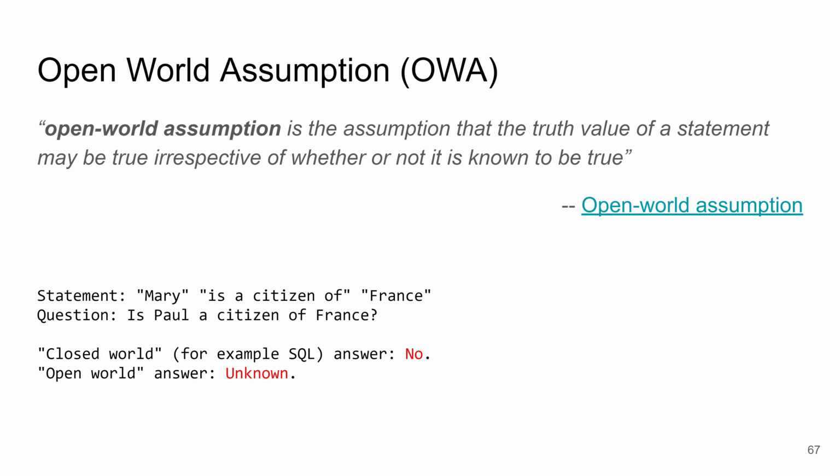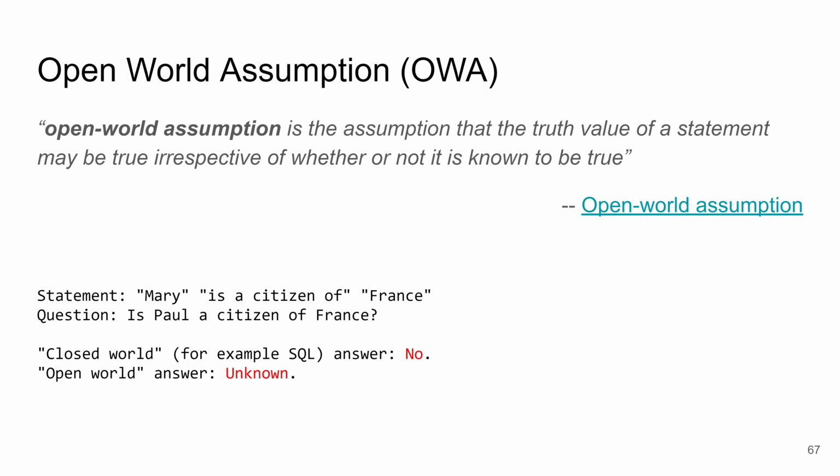Well, in traditional data models and representations and interpretations of data in them, which is the closed world, the answer would be no. Why? Well, because in the data we have only that Mary is a citizen of France, not Paul, which means we interpret this as Paul is not a citizen of France.